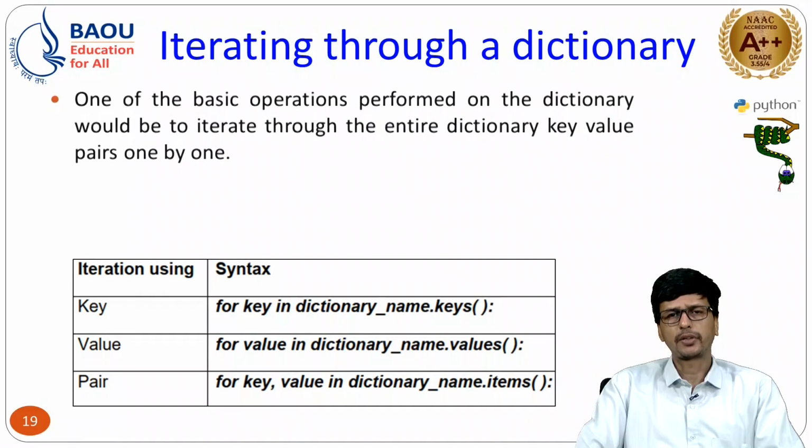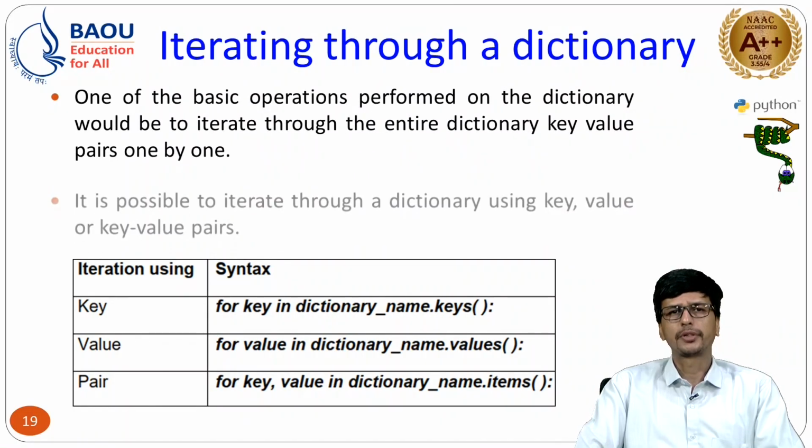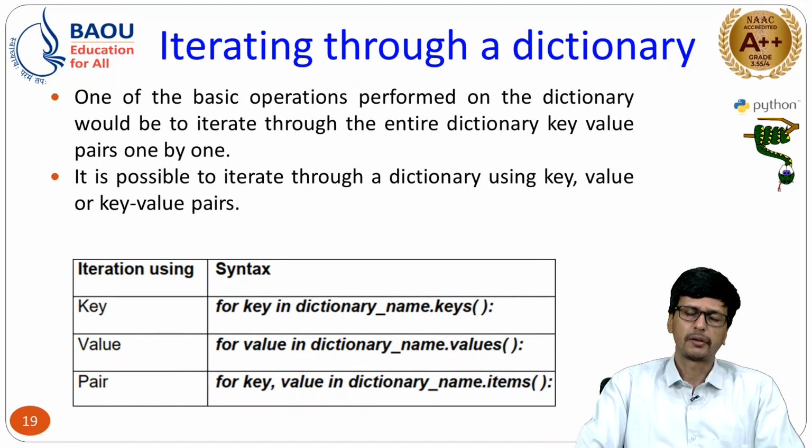Then iterating through the dictionary. Now suppose there are multiple values, multiple pairs available in the dictionary. Suppose you want to fetch a single value, then you can do it with the help of that key, the key number or whatever the key.